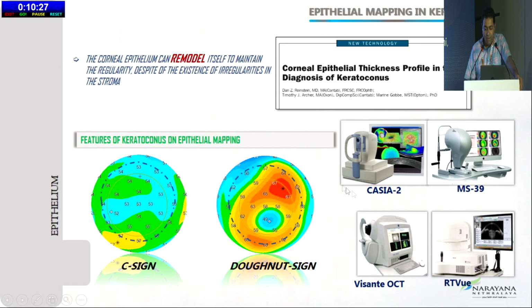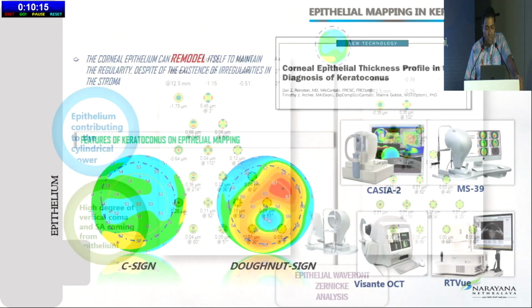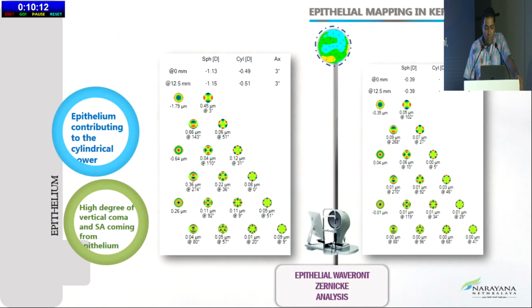Over time, we have machines like the Cassia 2, the MS39, the RTVue. Many companies of ASOCTs have now built in their epithelial maps or are in the process of building one. But what's interesting for me from an epithelial point of view is not just the early detection.